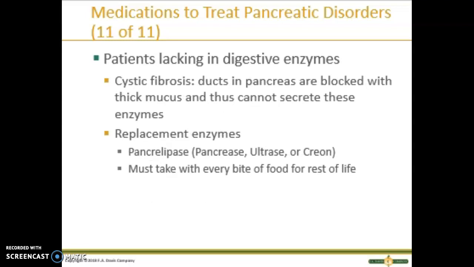For patients lacking digestive enzymes, we look here at cystic fibrosis. The ducts in the pancreas are blocked with thick mucus and thus cannot secrete these enzymes. So we need to use replacement enzymes, such as Ultrase and Creon, and these must be taken with every bite of food for the rest of their life if they have cystic fibrosis. This was mentioned again back in a previous slide in the lecture.